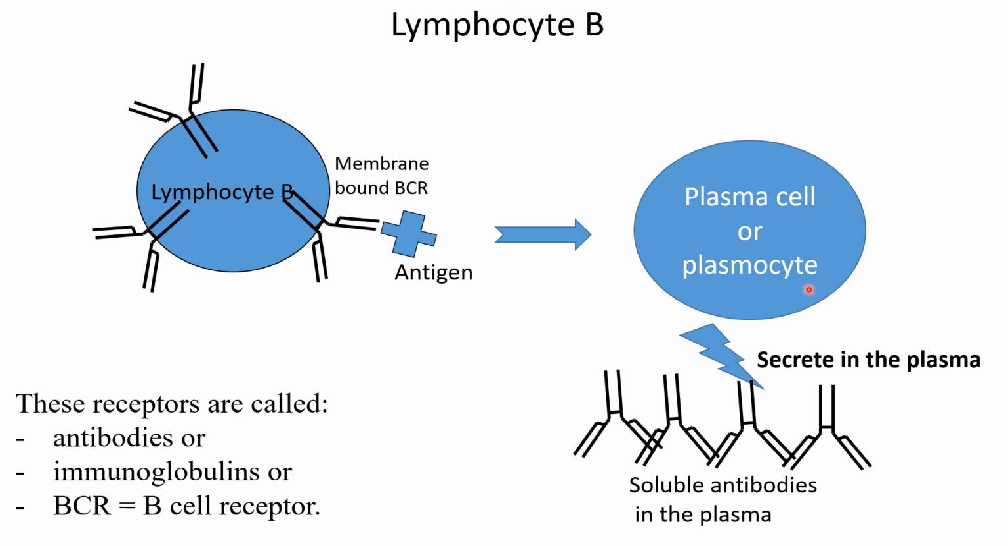What's the role of plasmocyte? The plasmocyte secretes in the plasma antibodies, and these antibodies are thus soluble and not membrane bound. So, the antibodies, also called BCR, can be membrane bound. It's when LB did not meet the antigen yet. But these antibodies become soluble after contact with the antigen.